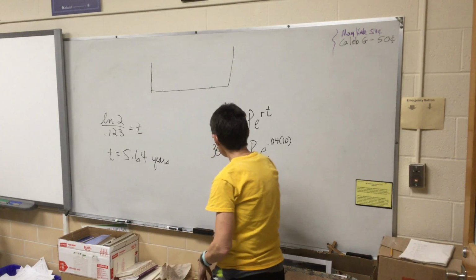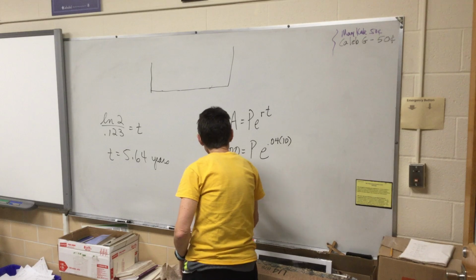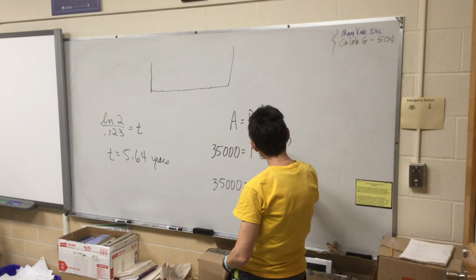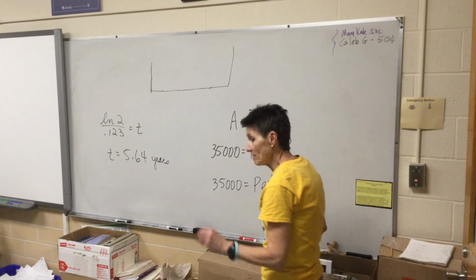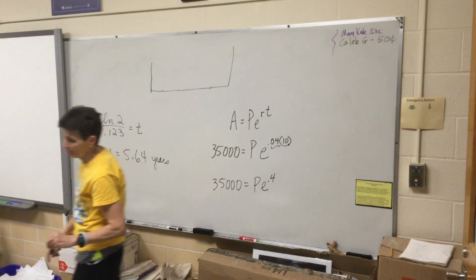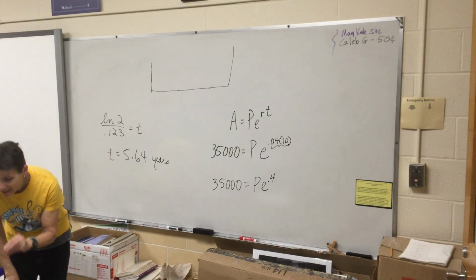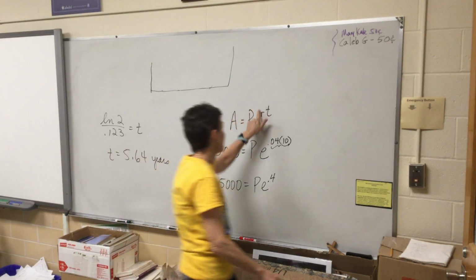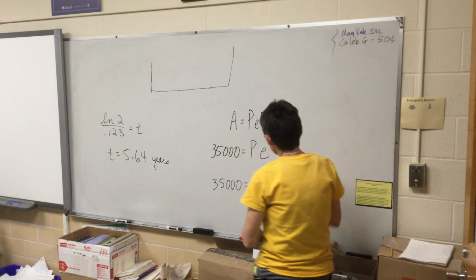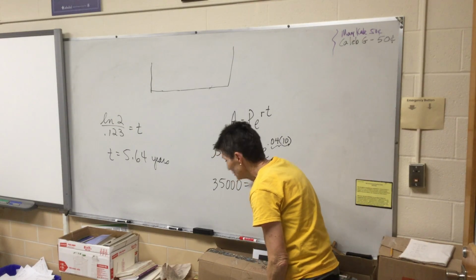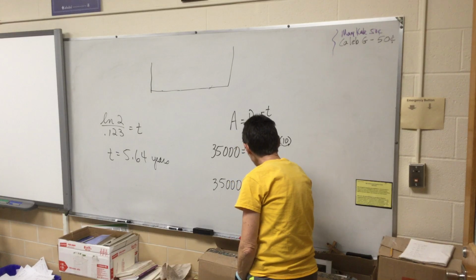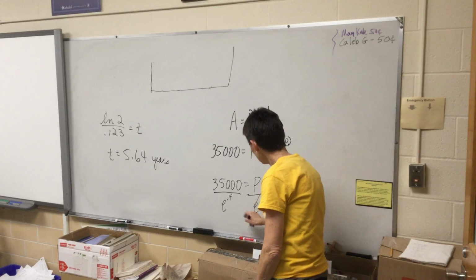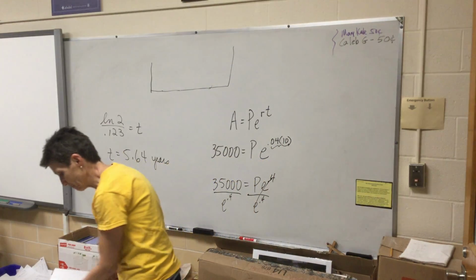Now notice, guys, the variable is not an exponent. I'm going to go ahead and multiply those and get 0.4. But the variable is not an exponent. You do not use logarithms. You only use logarithms if your variable's up here. My variable is here. All I need to do is divide both sides by e to the 0.4. That's going to give me what my P value is.